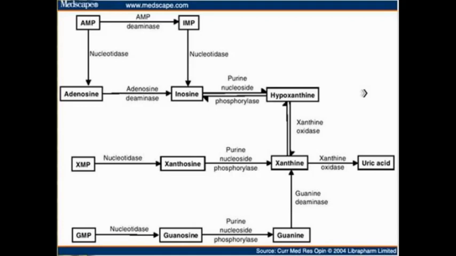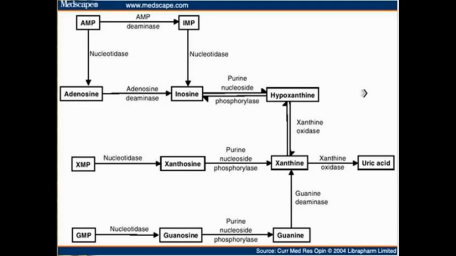Now, adenosine with the help of purine nucleoside phosphorylase forms hypoxanthine, and it is an irreversible reaction. From hypoxanthine, we get xanthine with the help of xanthine oxidase. There are other ways of formation of xanthine. One is XMP is converted to xanthosine with the help of nucleotidase, which in turn forms xanthine with the help of purine nucleoside phosphorylase in our body.